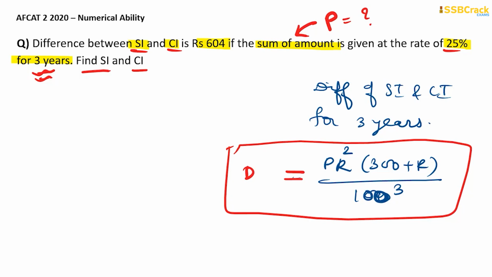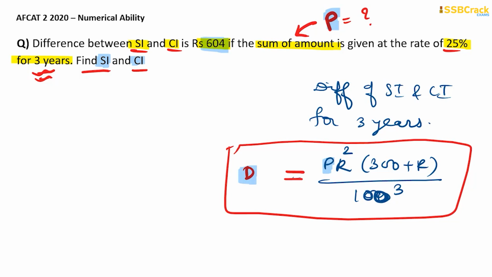What is that difference amount? It's 604, which is known to us. So in this, what is unknown first of all is P. And once you calculate that P, you can easily calculate either SI or CI. But prefer to calculate SI because it's simple to calculate. So calculate SI, and again using the same difference amount, you can easily calculate CI. Got the approach? So let's proceed then.